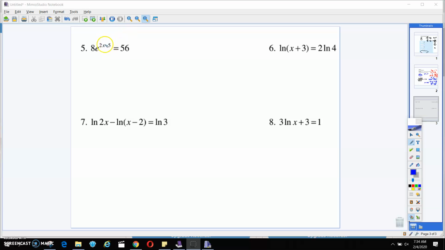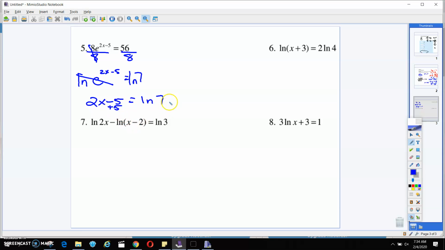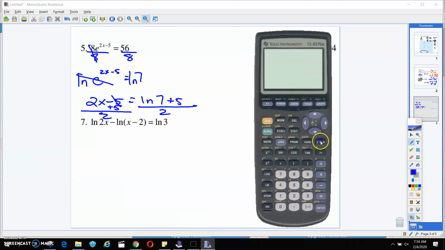Again, we're trying to solve for x, so we're trying to get x by itself. So we're going to divide by 8 on both sides. That's going to give you e to the 2x minus 5 equals 7. Now we're going to take ln of both sides, and that gets rid of our e. ln of 7, we add 5 to both sides, and then we divide by 2. That's a hot mess, so let's go into a calculator. Parentheses, ln of 7 plus 5, divided by 2. I got 3.47.